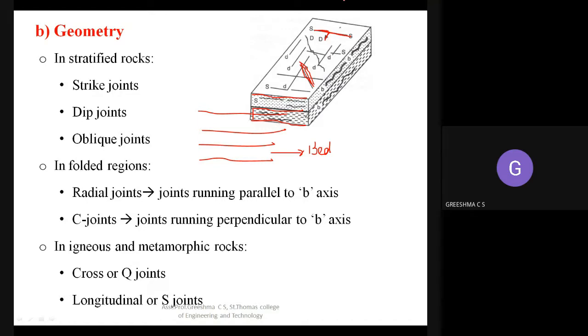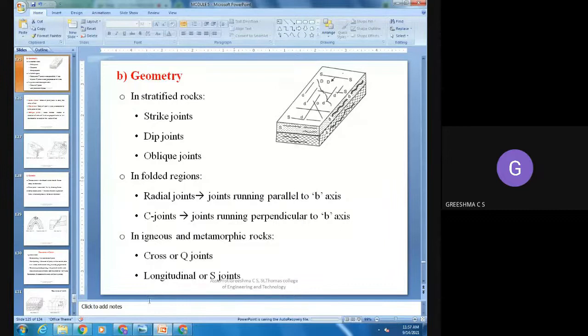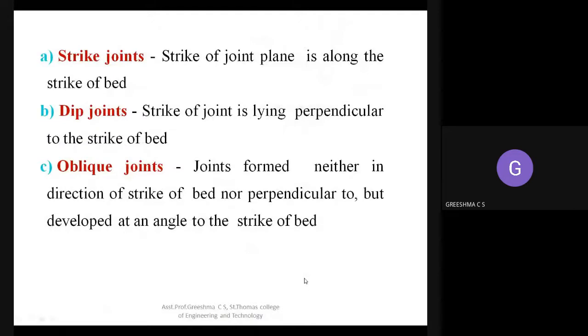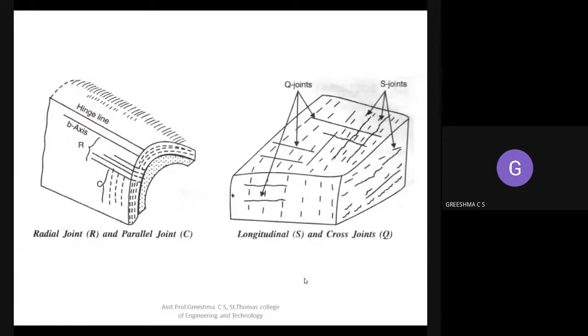Next one is folded regions. In the folded regions, mainly you have radial joints and C joints. Radial joints means what? Joints which run parallel to the B axis. You can see from this picture: a radial joint and a C joint.